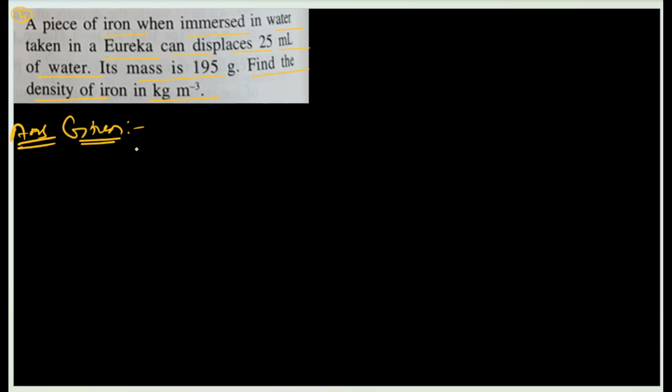Given values are of your what? So Eureka can displace 25 ml of water. So here ml, no? So this one is your what? Volume. And this represents 25 ml of water. Okay. Now after that, we need to write another thing in this particular position.